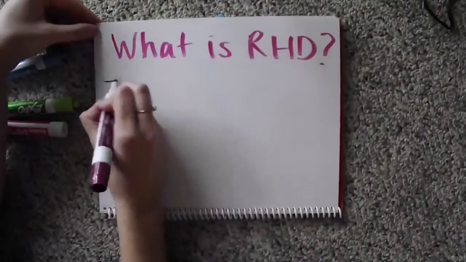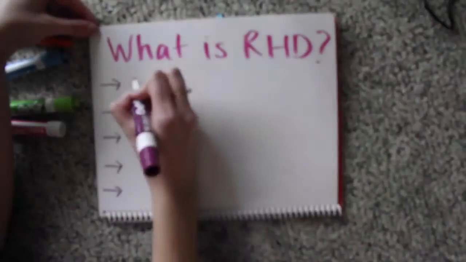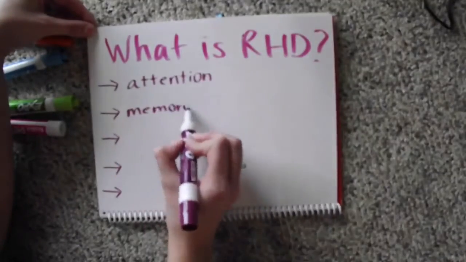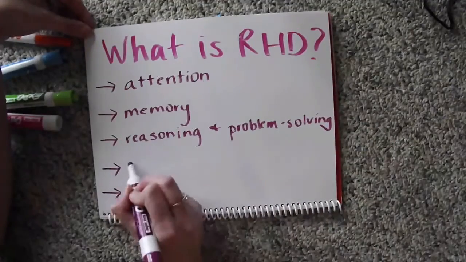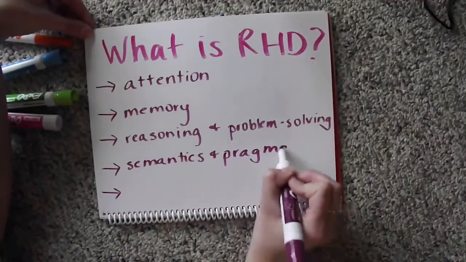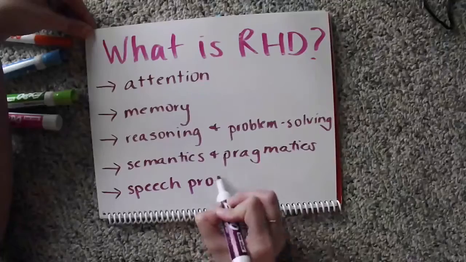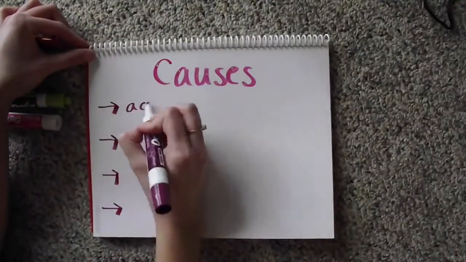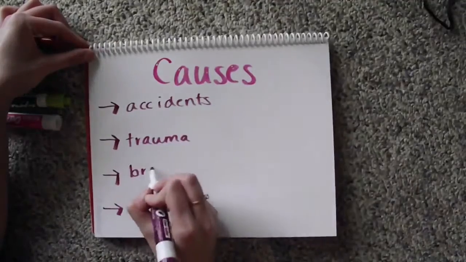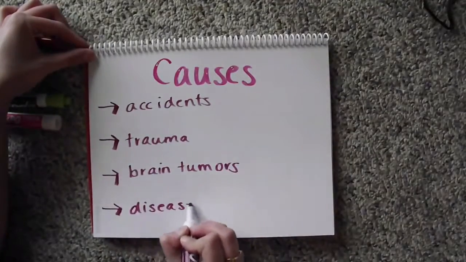Alright, so what is RHD? RHD is obviously damage to the right side or hemisphere of the brain. This side of the brain is responsible for attention, memory, reasoning and problem solving, semantics and pragmatics, and speech prosody. Causes of right hemisphere damage can include accidents, trauma, brain tumors, and disease.